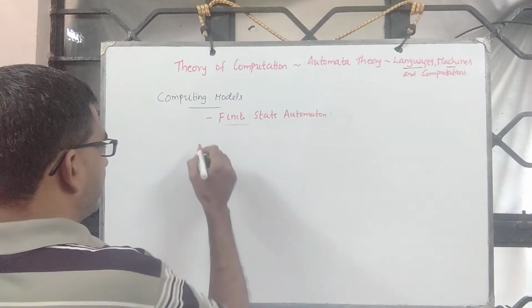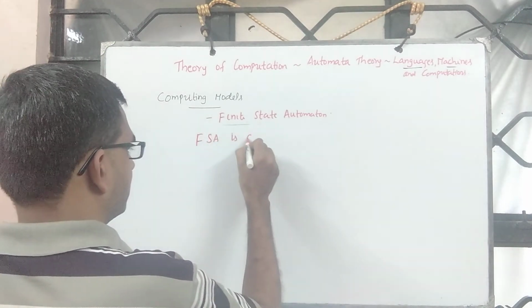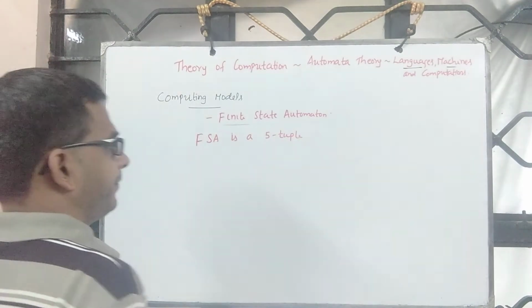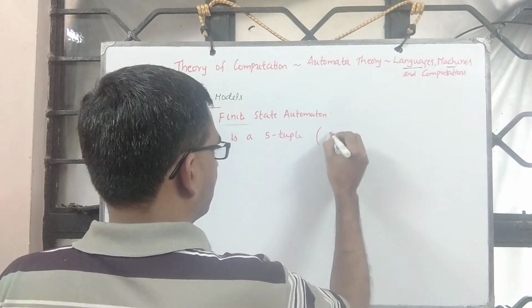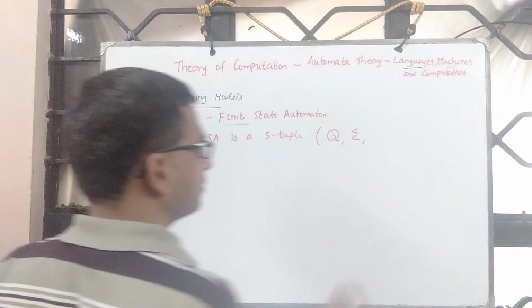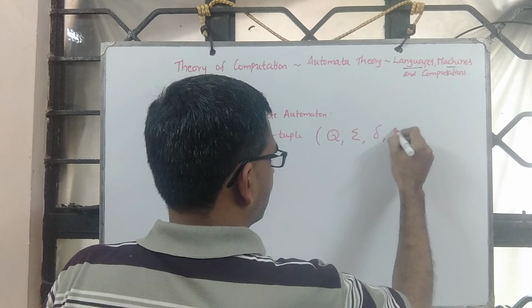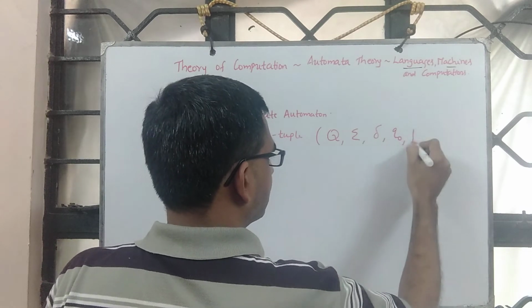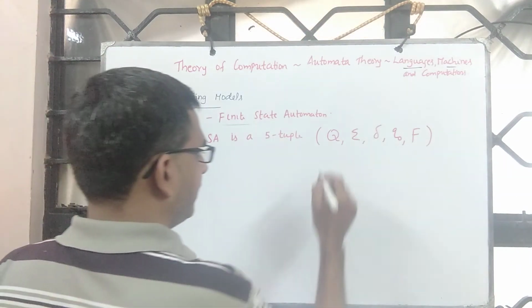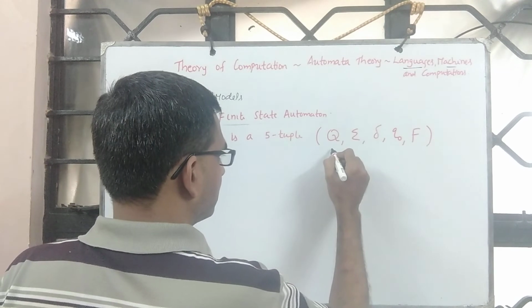A finite state automaton, FSA, is a 5-tuple consisting of Q, sigma, then something called delta, then start state and final state. So it is a 5-tuple, and we will describe what these are.